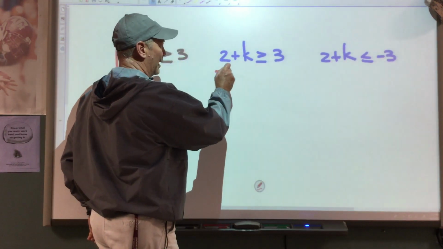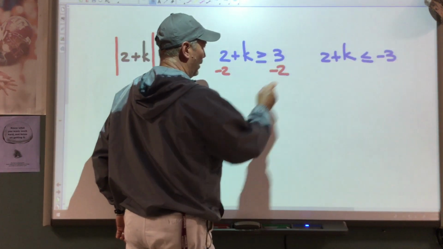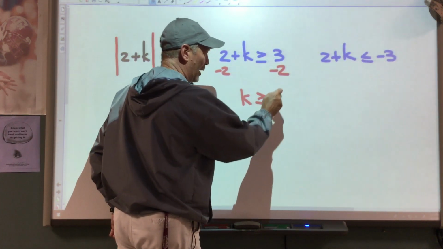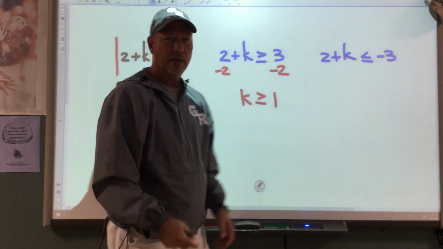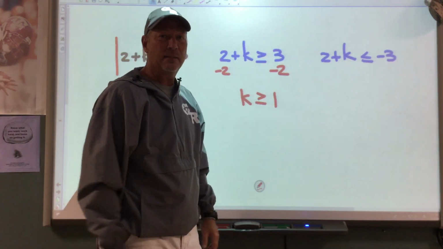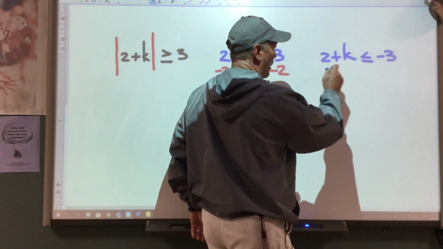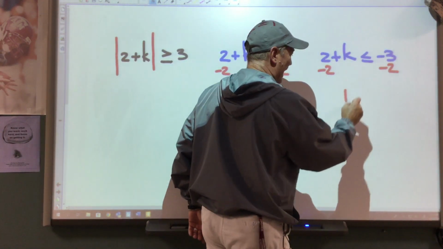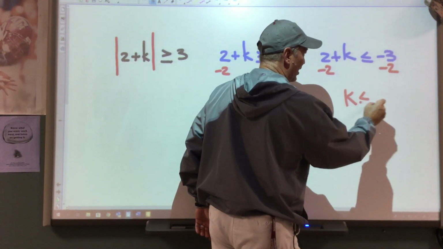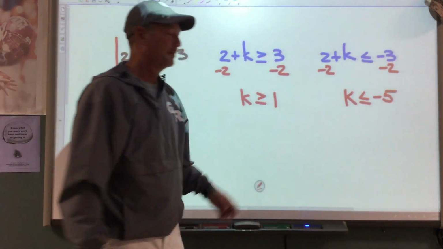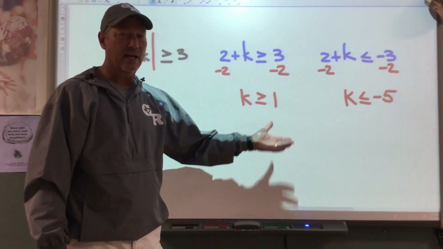We're going to go minus 2, k is going to be greater than or equal to 1. The setup is the hard part. The math is the easy part. Minus 2, k is going to be less than or equal to negative 5. That's not hard.